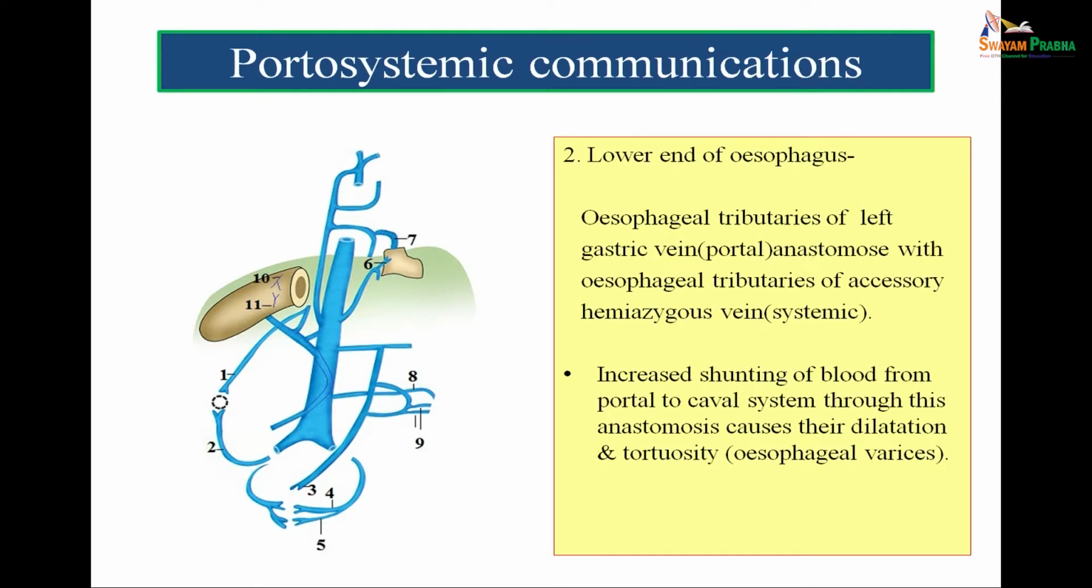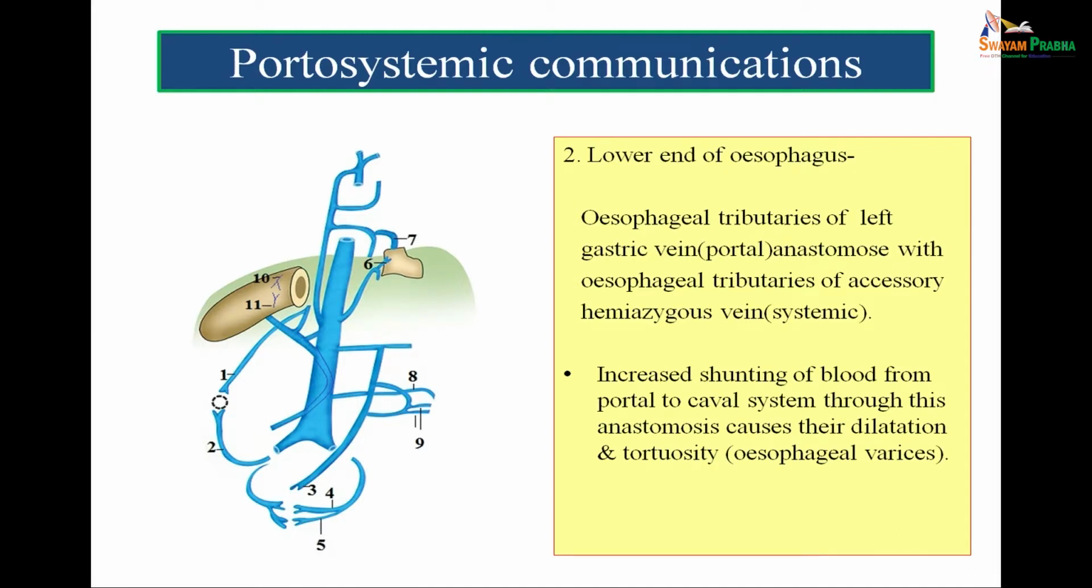Then again in the figure you can make out 10 and 11. 10 refers to the phrenic veins and intercostal veins, 11 refers to the hepatic venules. So, again, phrenic and intercostal veins are systemic veins, 11 is the portal system. So, here again, in relation to the bare area of the liver, portosystemic anastomosis is taking place.